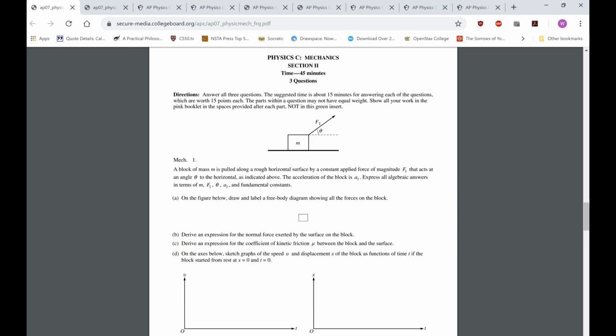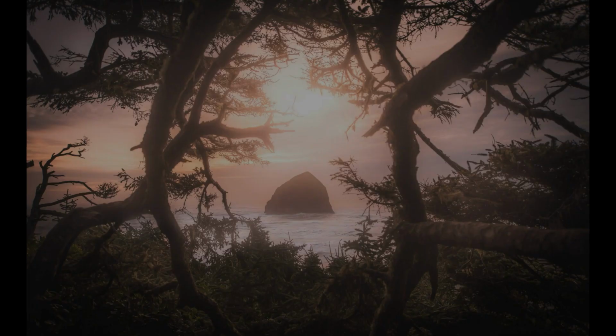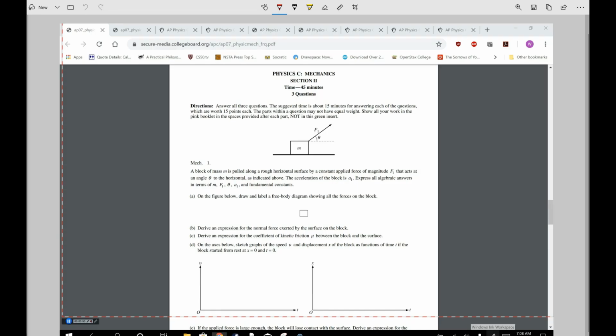So we're told that we have this block of mass M, and one of the things that I really want to emphasize that's really important is to highlight information that you are given. So we're told we have a block of mass M that is pulled along a rough horizontal surface. So yes, there's friction, and it's going to be F_fk because it's sliding. We're told that it's pulled with a constant applied force that is at an angle, so that's really important. And the acceleration of the block is a1. So as far as we know, a does not equal 0. Remember, that's important because that means that the net force does not equal 0.